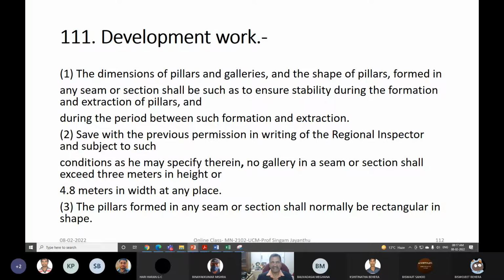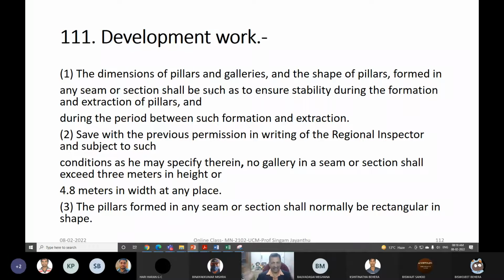Now, 111, this is very easy to remember, three ones, right? Vishnu, Brahma, Mahesh, whatever, you can take any name, right? Allah, Ishwar, Christ, whatever. Now, this is related to development work, what we have been discussing in the previous classes also. The dimensions of these pillars and galleries and the shape of the pillars formed in any seam or section shall be such as to ensure stability during the formation and extraction of pillars, and also during the period between such formation and extraction.